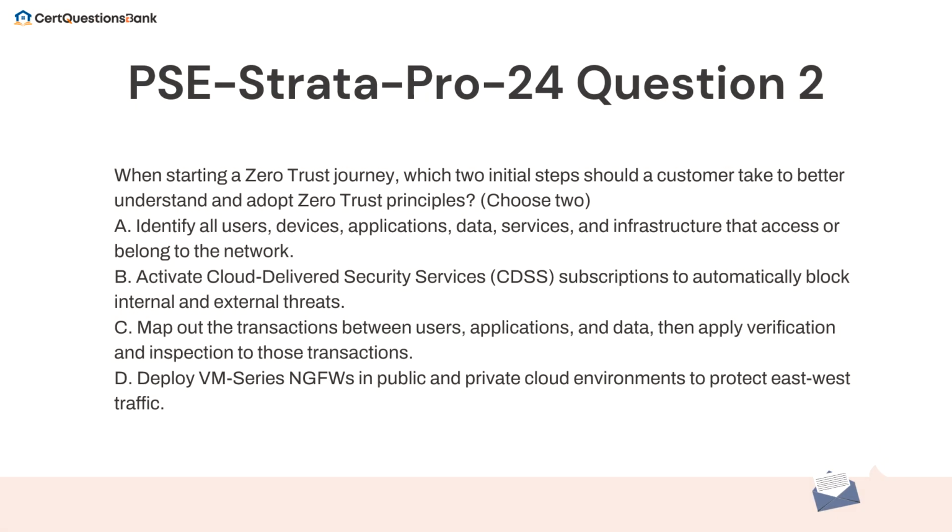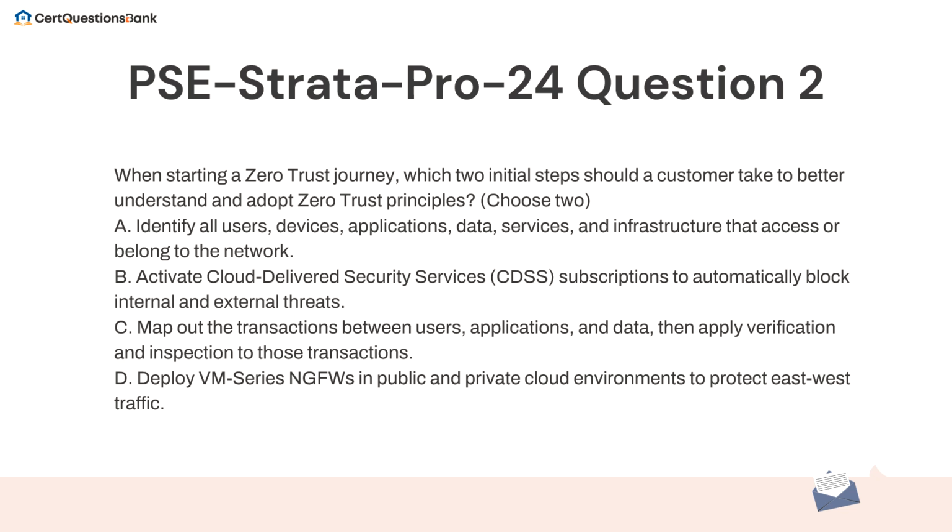When starting a zero-trust journey, which two initial steps should a customer take to better understand and adopt zero-trust principles? Choose 2. A. Identify all users, devices, applications, data, services, and infrastructure that access or belong to the network. B. Activate cloud-delivered security services, CDSS, subscriptions to automatically block internal and external threats.